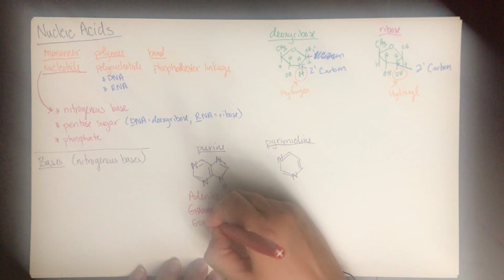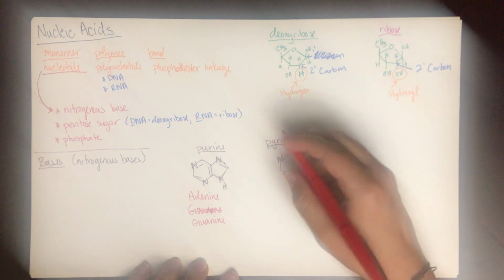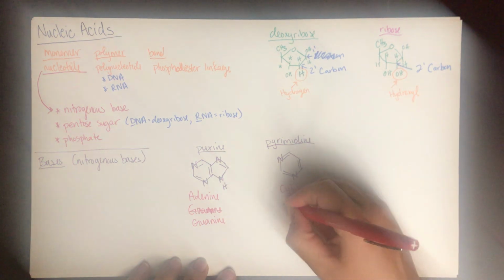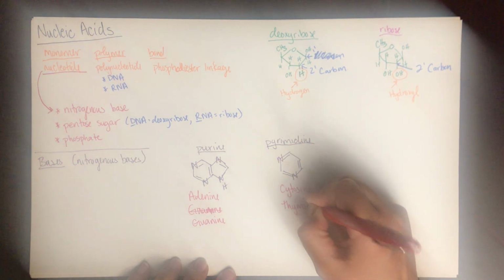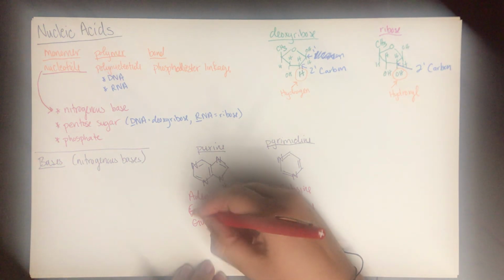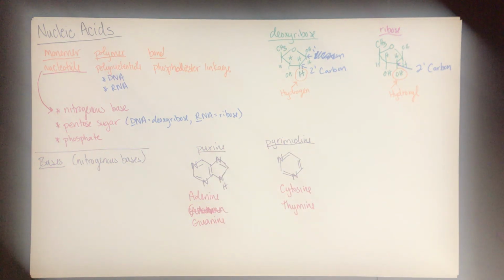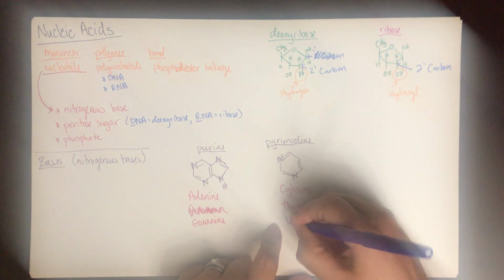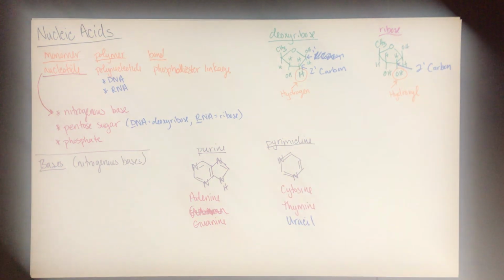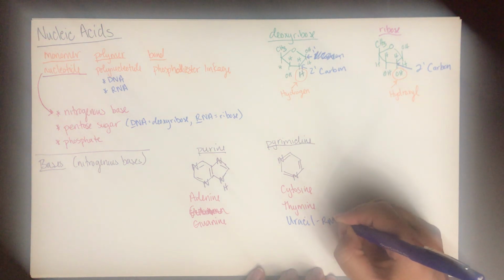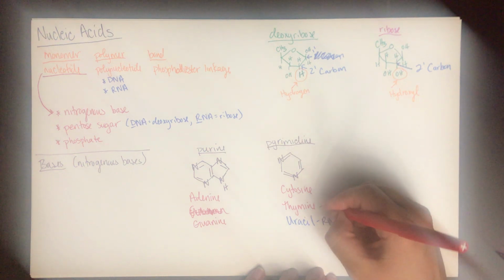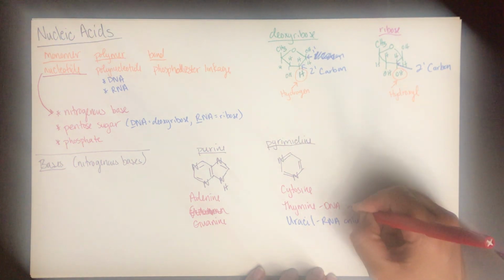Guanine. And then the pyrimidines are cytosine and thymine. These are the pyrimidines and the purines for DNA. RNA does not use thymine. RNA uses something called uracil. Uracil is RNA only. Thymine, DNA only.